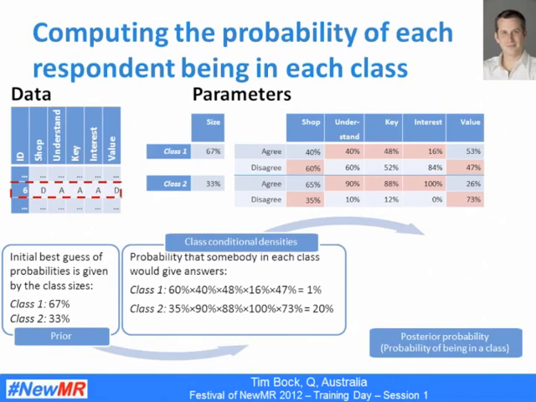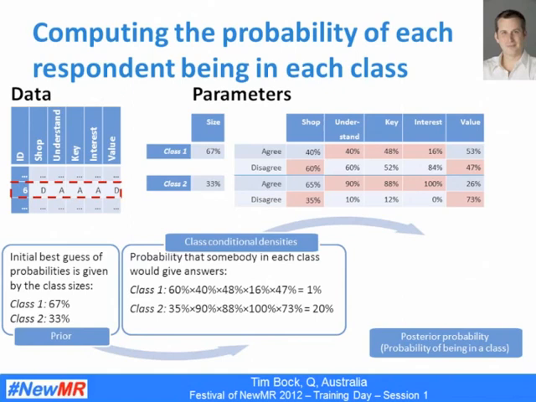The next step is we work out the probability that our respondent would have answered the way he did if he was in each of the classes. So if our respondent was in class 1, there was a 60% chance he would have disagreed, a 40% chance he would have agreed, a 48% chance he would have agreed with the third attribute, 16% and 14%, and 47% for the last attribute called value.